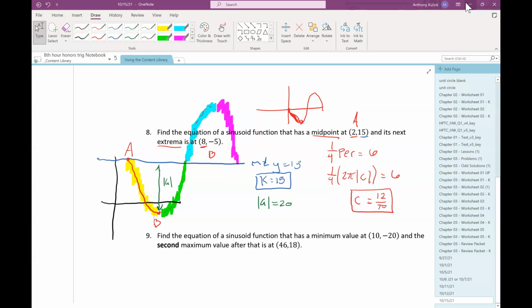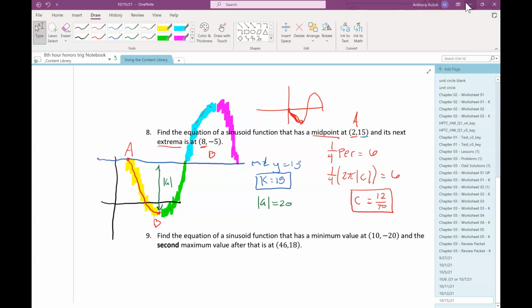But basically what it comes down to, if you're given midpoints, use sine. Or if you want to use a midpoint, use sine. Or if you have an extreme point, use cosine. So if you have both, it doesn't matter? So in this case where you have both, it doesn't matter. It's going to be equally easy either way.